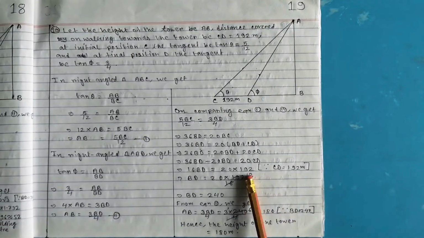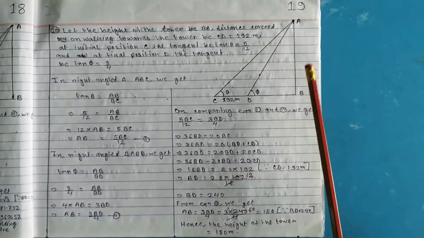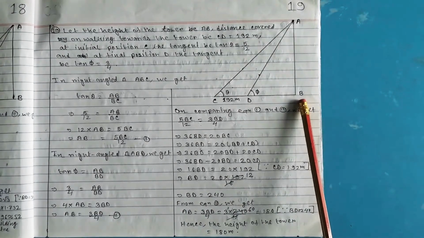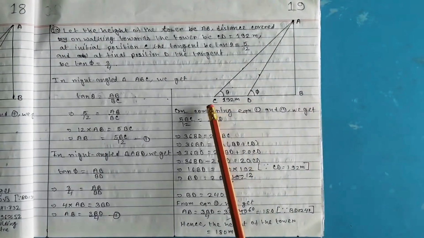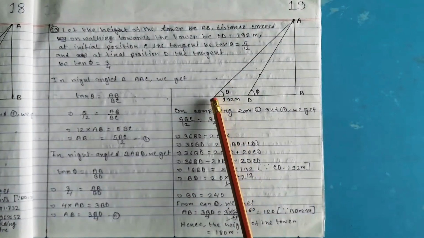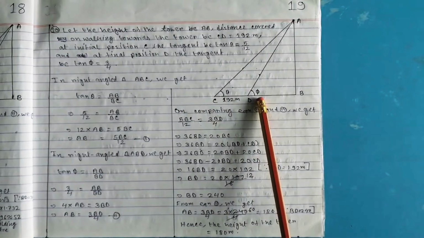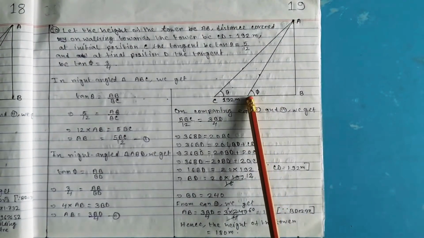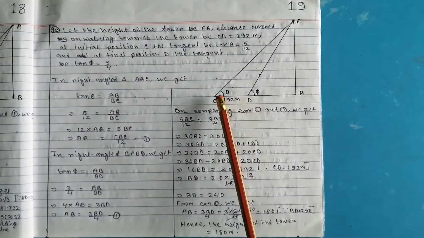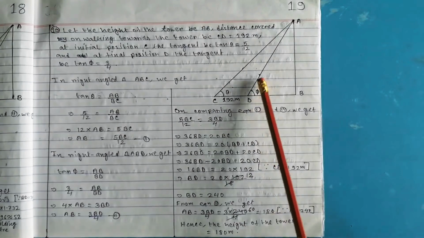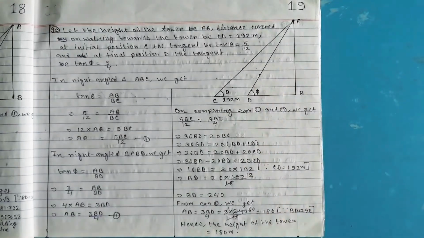So there is a tower, a vertical tower. So AB is the vertical tower. At first the man is at the position C, when the angle is suppose theta. Then he is walking towards the tower, covers 192 meter, then reaching the position D. At that point the angle is suppose phi.